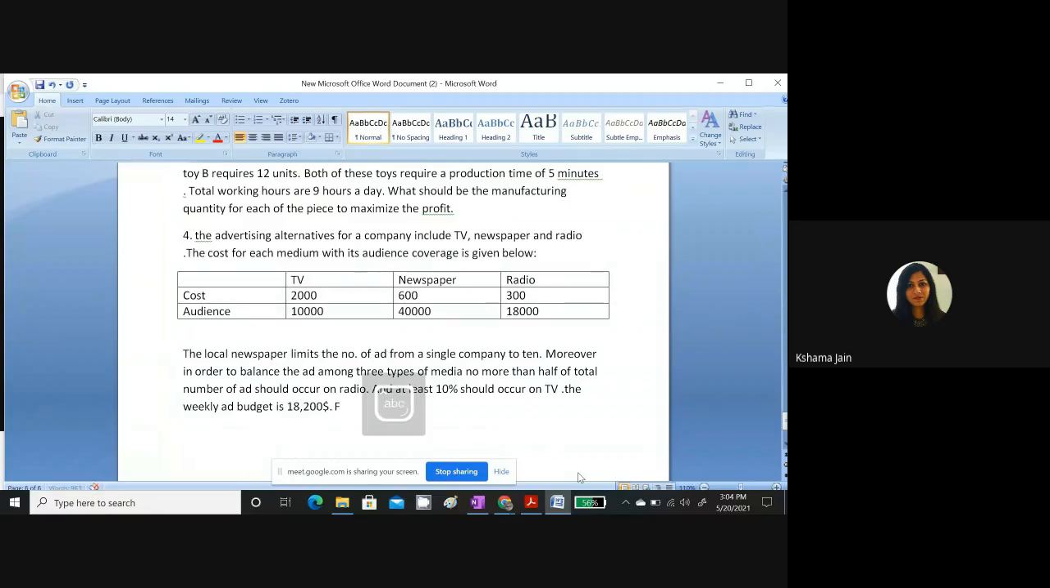Formulate the problem. To maximize the profit with the number of advertisements in each of 3 types. This is the question.